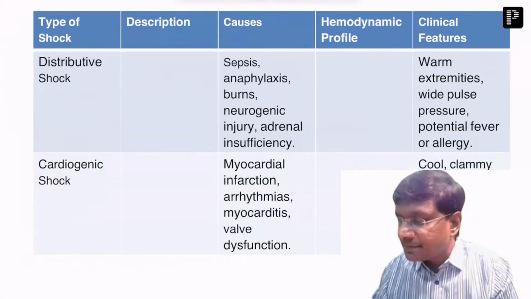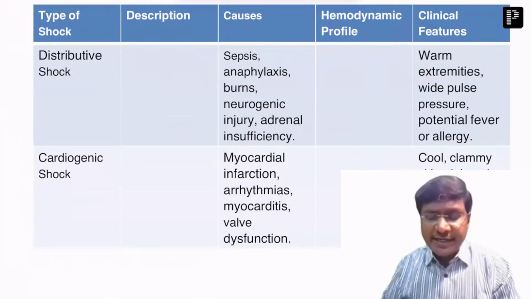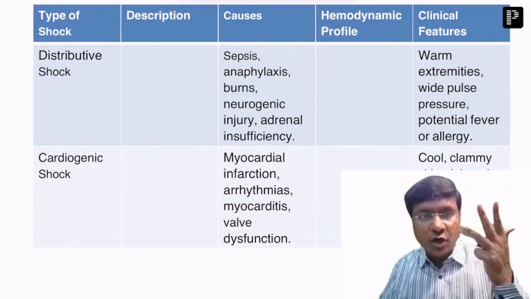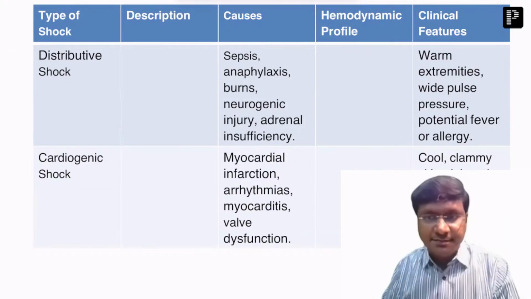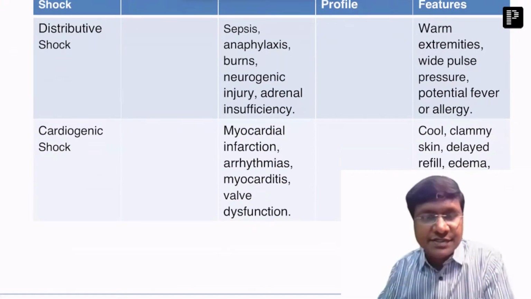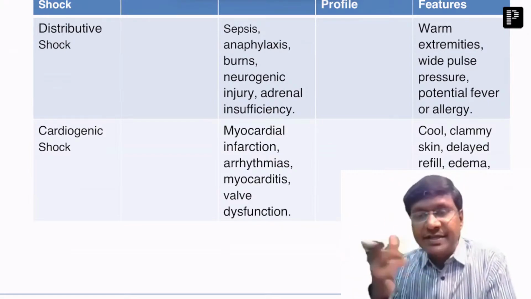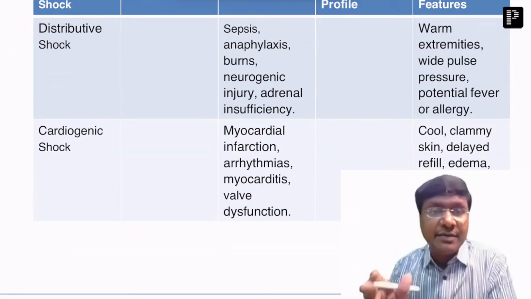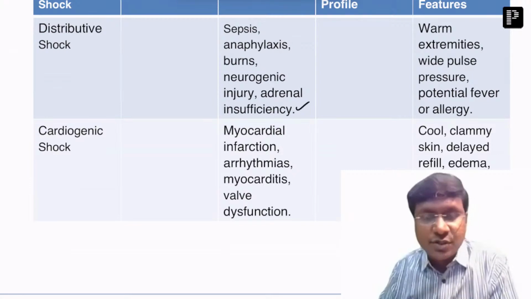Now, let me take up the details of the individual types of shock. So what did I tell you? You have distributive shock, then cardiogenic shock, hypovolemic shock, obstructive shock, as well as mixed shock. Now, let me discuss the individual types of shock. You take distributive shock. What are the etiologies that we have discussed? Sepsis, where there will be release of cytokines. Anaphylaxis, where there will be release of histamines, right? And neurogenic shock, where there will be inhibition of the sympathetic tone, and even adrenal insufficiency comes under distributive shock.